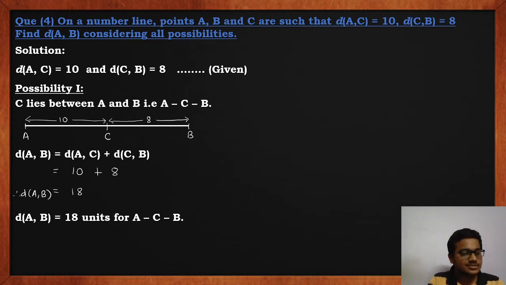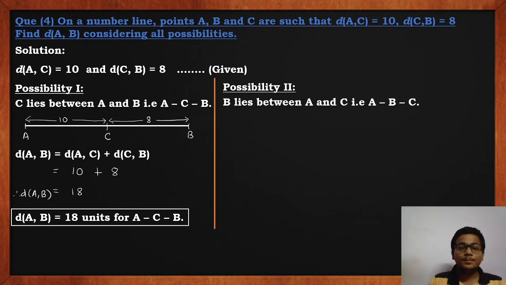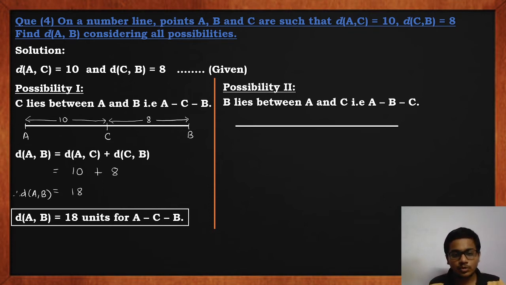Okay, so our final answer is distance AB equal to 18 units, where this condition of betweenness exists, that is A-C-B. We'll box it. Now remember, we had made three possibilities and out of that one was removed. This was the first possibility. Now one more possibility exists, possibility 2, in which B lies between A and C. Yes or no? So in this diagram, we'll make A at one corner, B in between, and C at the other corner.